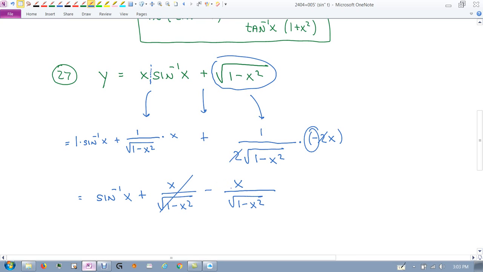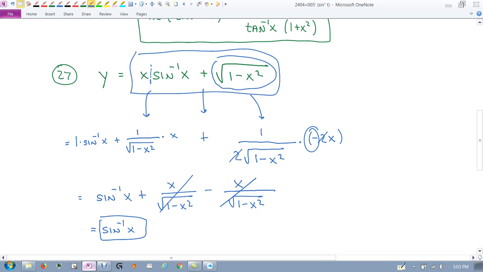And check it out, these go away. So your answer is arc sine of x. Huh. All that. This nasty thing, when you take its derivative, you get arc sine of x. Interesting.